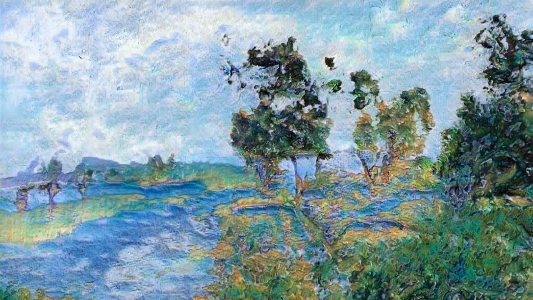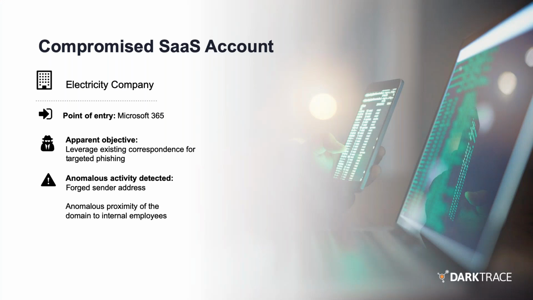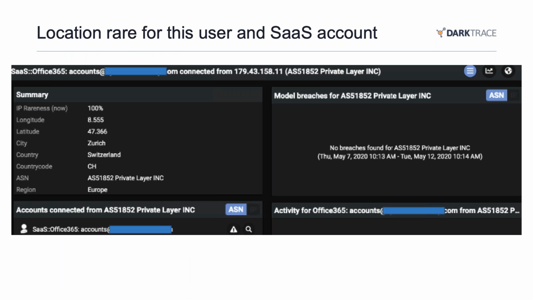We have time for one more example of this. The story is pretty similar. It's an electricity company that was compromised. Their SaaS environment had been compromised, probably with an existing correspondence of targeted phishing. So folks, we're seeing a very similar story at a different point in the world and a different point of time. But this is the story that keeps repeating itself in various permutations because it is successful.